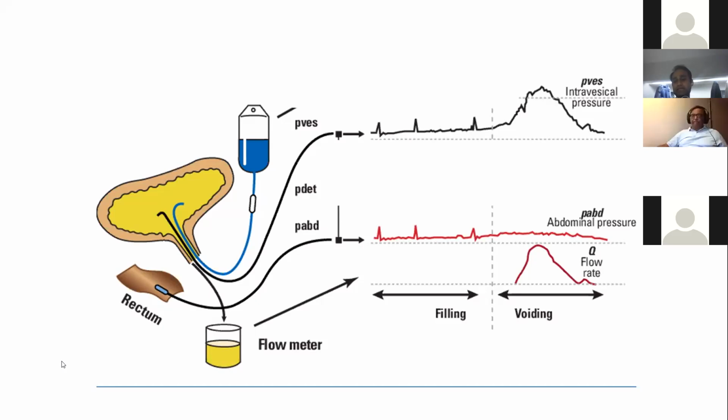But what is actually needed is the P detrusor, that is the detrusor muscle pressure. And this is actually a calculated pressure that we get by subtracting the abdominal pressures from the vesical pressures, and we get the P detrusor.